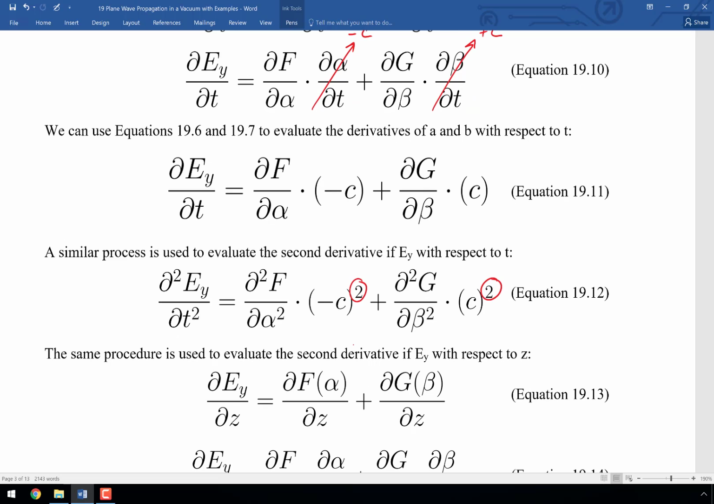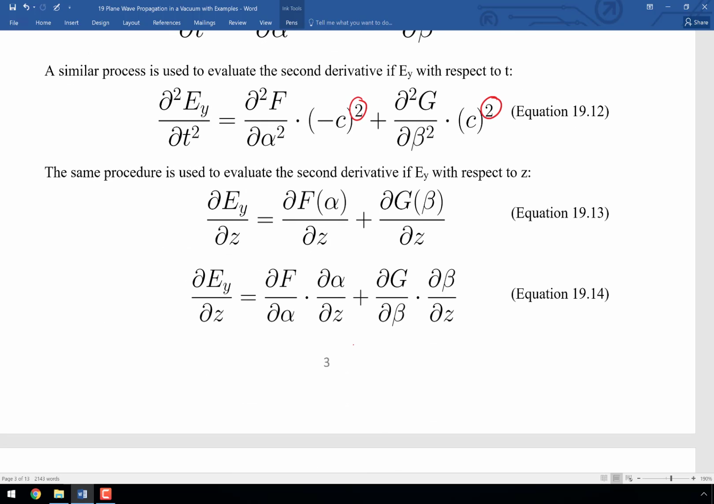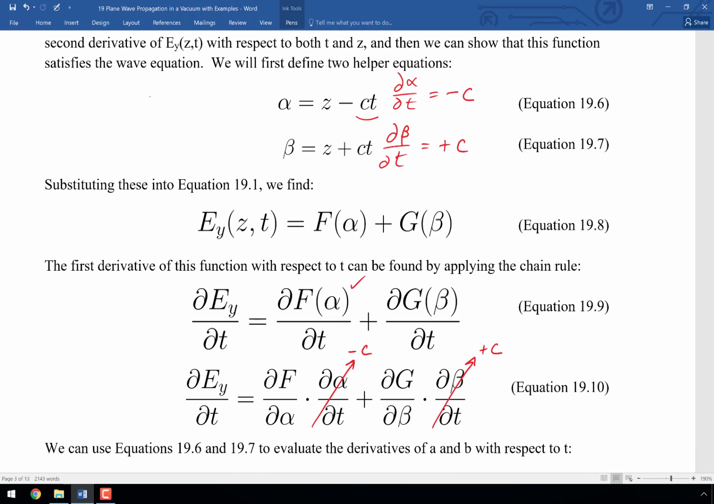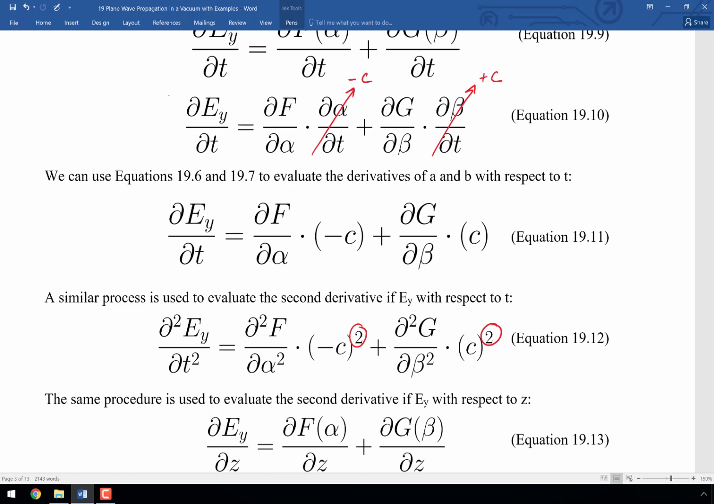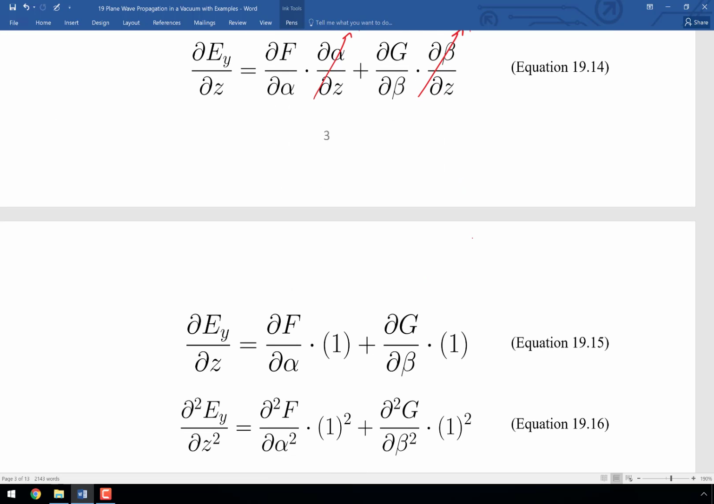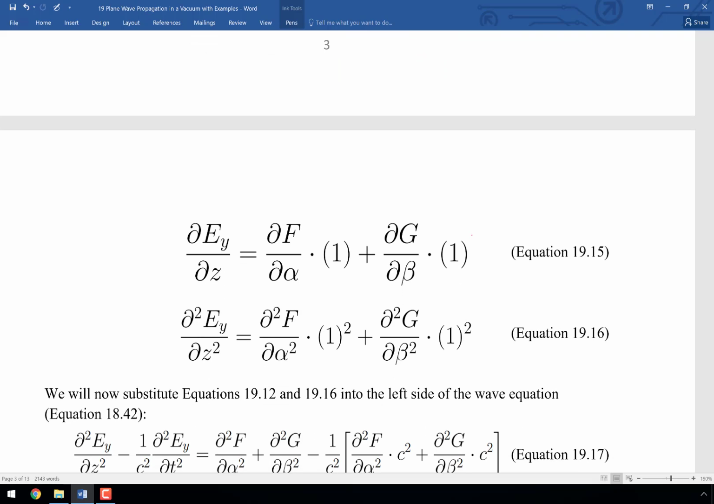But let's now take the first derivative with respect to z. We're going to apply the chain rule just as we did before. We're going to see that the partial of alpha with respect to z is 1, because it's just z, and the partial of beta with respect to z is just 1. So this derivative is going to be easier, because each of these becomes 1, and we end up with the 1 multiplying each of them. Those will go away. When we take the second derivative, we get a second 1. It doesn't really matter; 1 to the first power is still 1, and those can really be neglected.